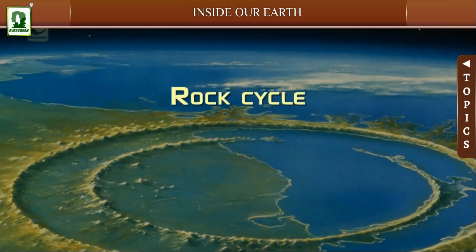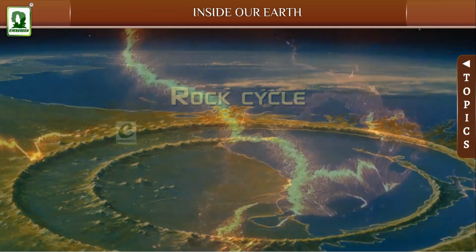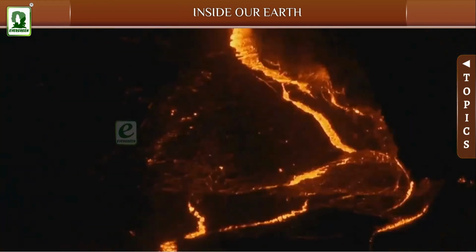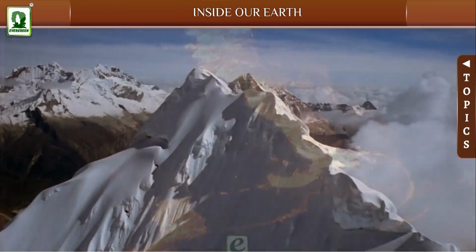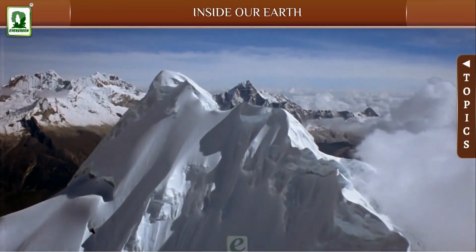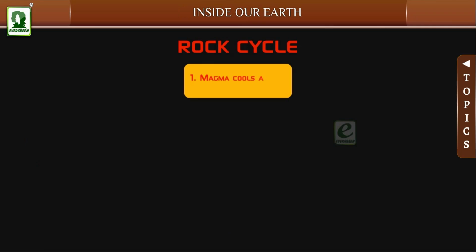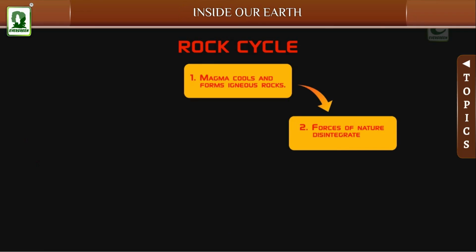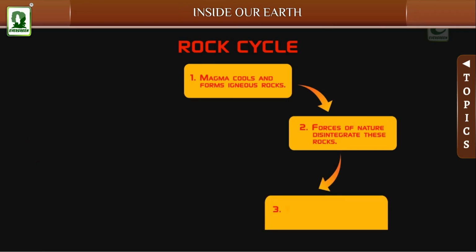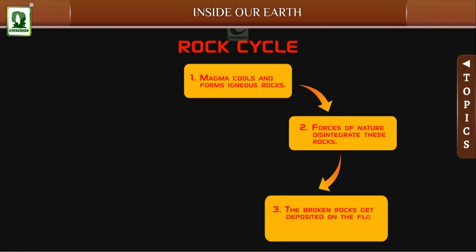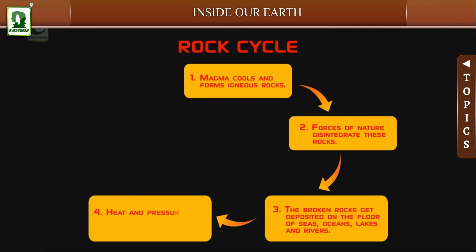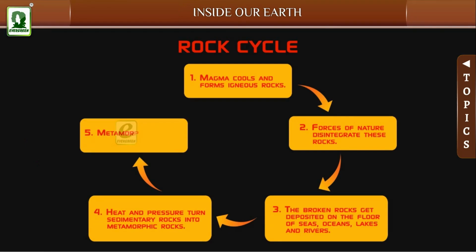Rock cycle. The continuous process in which rock changes from one kind to another is called rock cycle. Magma cools and forms igneous rocks. Forces of nature disintegrate these rocks. The broken rocks get deposited on the floor of seas, oceans, lakes, and rivers. Heat and pressure turn sedimentary rocks into metamorphic rocks. Metamorphic rocks melt to form magma.